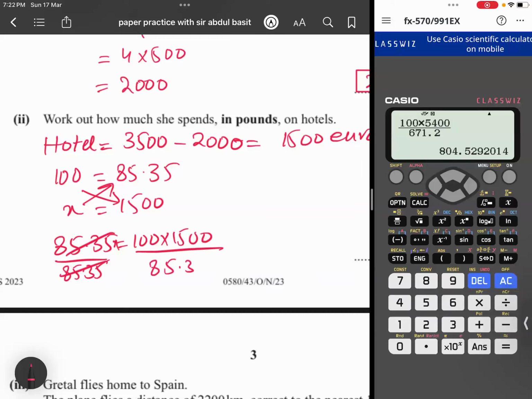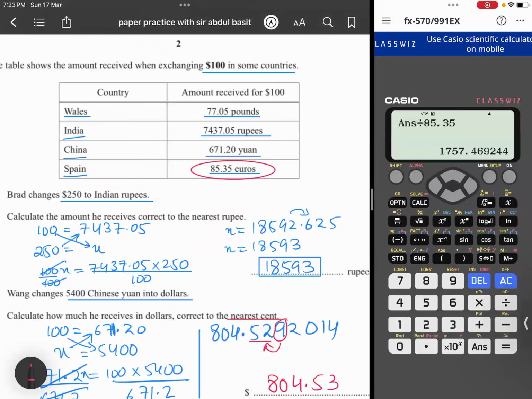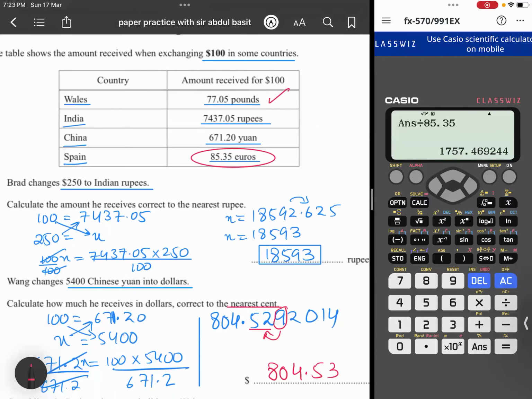So first of all, let's see how many dollars we have. 100 multiplied by 1500 divided by 85.35. So we got here the answer 1757.46. These are dollars. Now I can convert these dollars into pounds. I have that scale already available: $100 equals how many pounds? It equals 77.05 pounds.